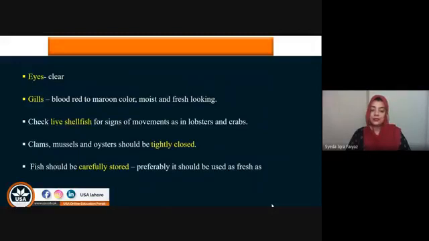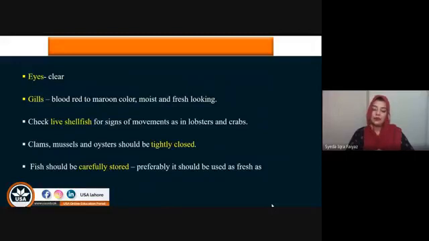Clams, mussels, and oysters should be tightly closed. These are the types of shellfish that are basically in a shell, so the shell needs to be tightly closed. If you see that there's a gap in between, that definitely shows that either these shellfish are dead or they are not fresh.